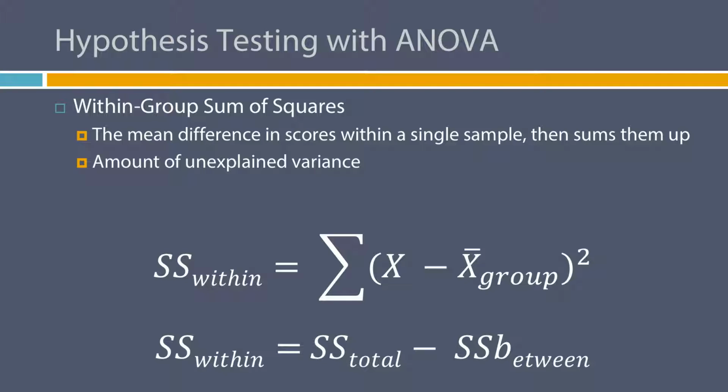So to calculate the sum of squares within, it's the same thing as our calculation of the sum of squares total. It's the sum of squares total minus the sum of squares between.